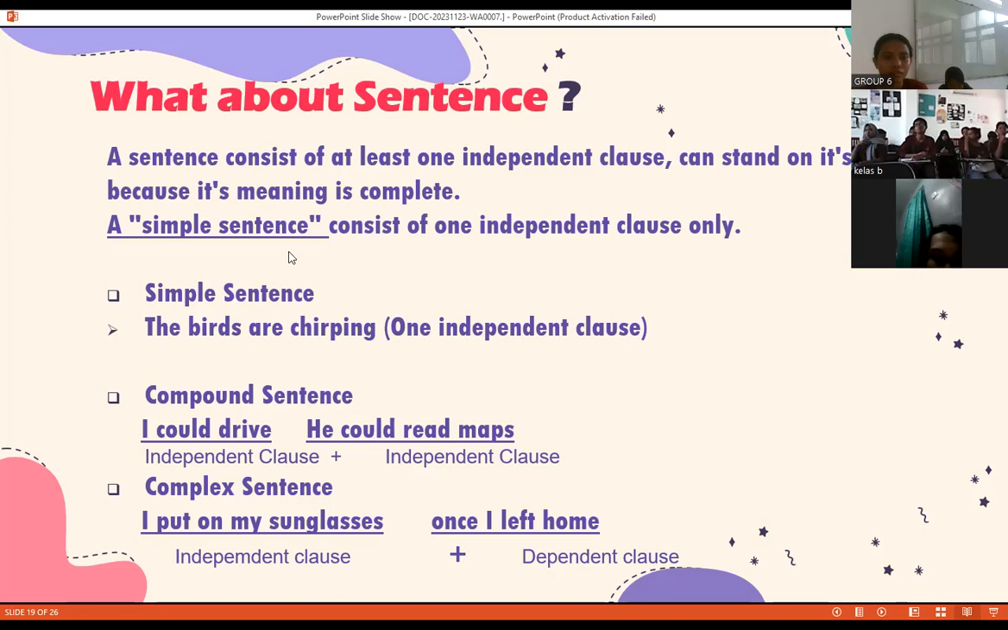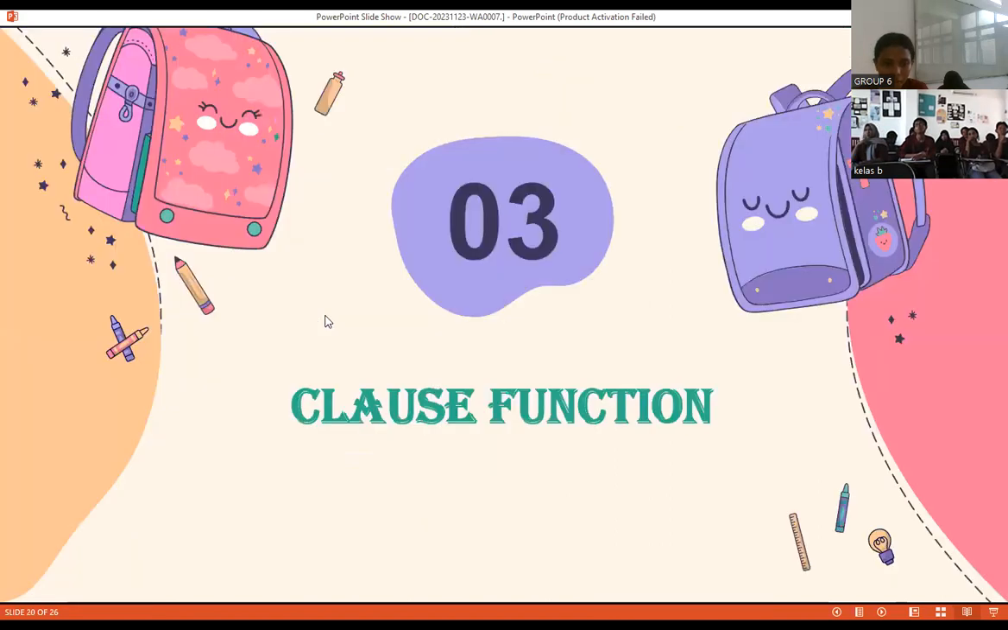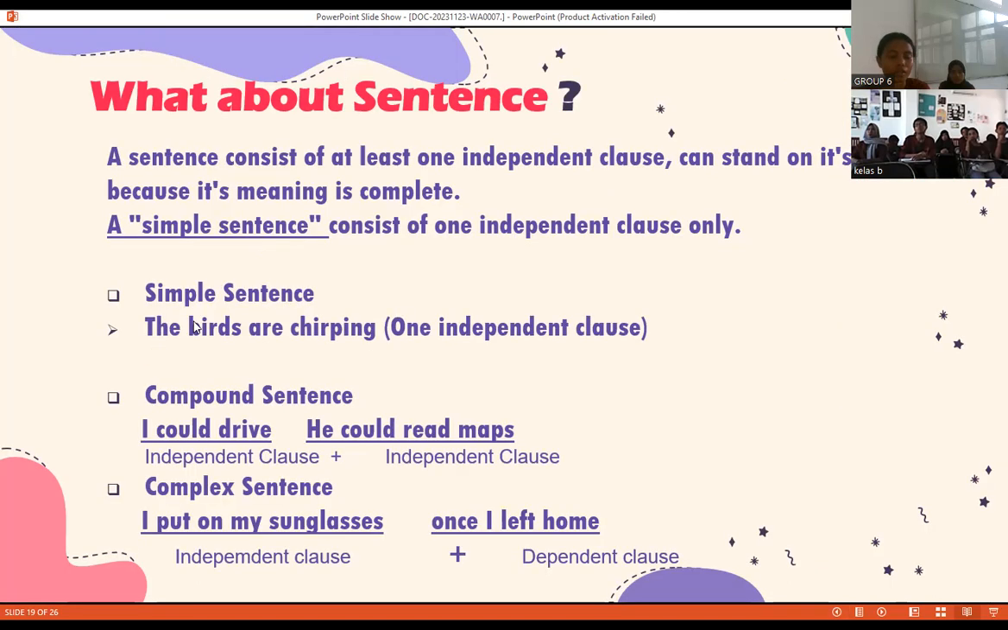And a simple sentence, for example, the birds are chirping. This is one independent clause.